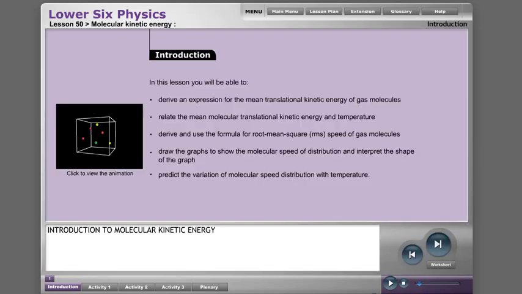In this lesson, you will be able to derive an expression for the mean translational kinetic energy of gas molecules, relate the mean molecular translational kinetic energy and temperature, derive and use the formula for root mean square (RMS) speed of gas molecules, draw the graphs to show the molecular speed distribution and interpret the shape of the graph, and predict the variation of molecular speed distribution with temperature.